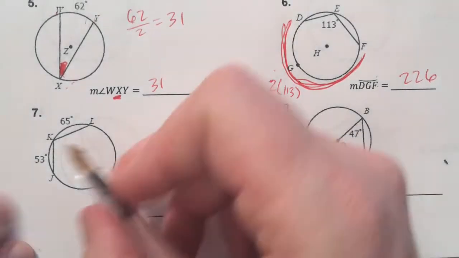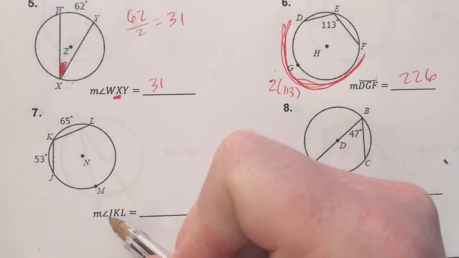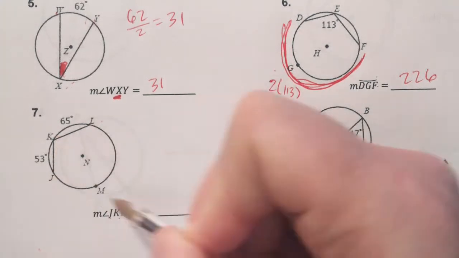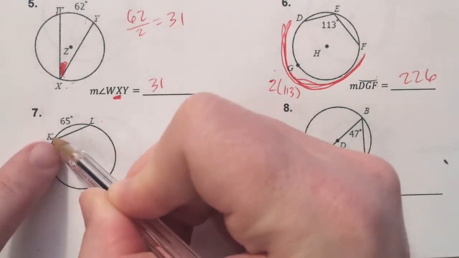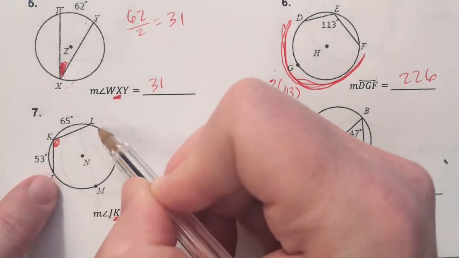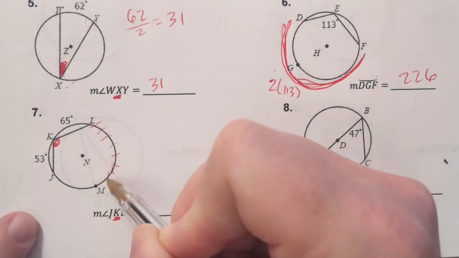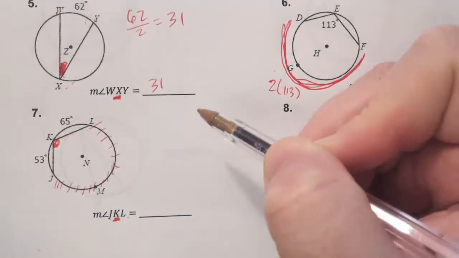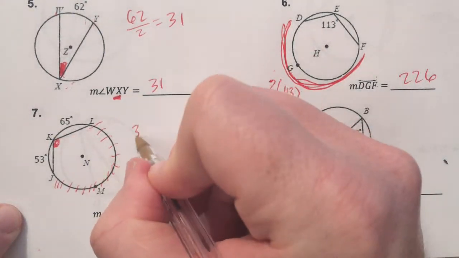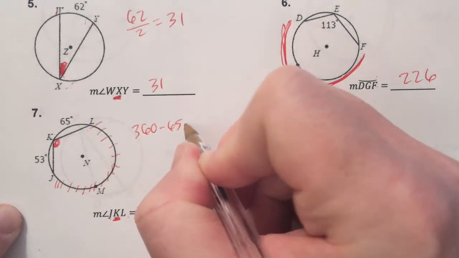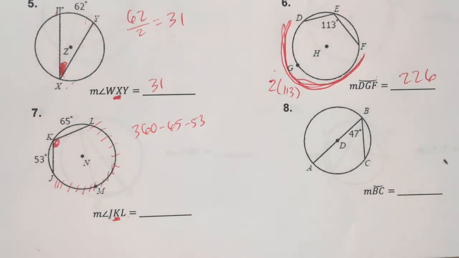On number 7, they want angle JKL. So JKL, they wanted where the angle is at K. So they want this angle. And in order to find that projector, we need to know what the movie screen is. So all of this. Well, to know that, I know that all of this adds up to 360. So 360 minus the 65 and the 53.